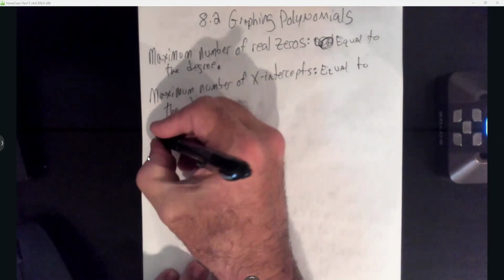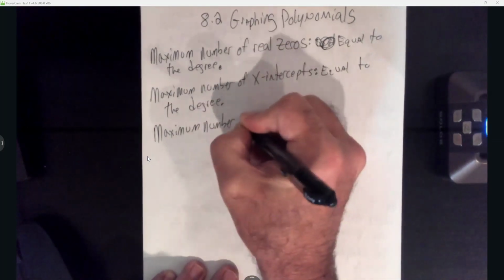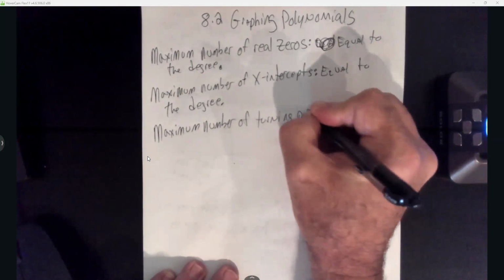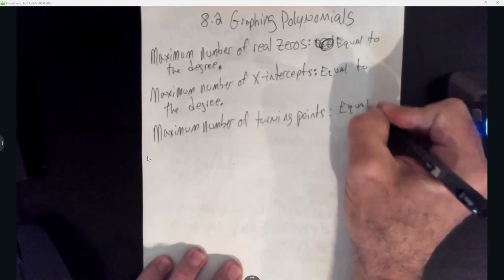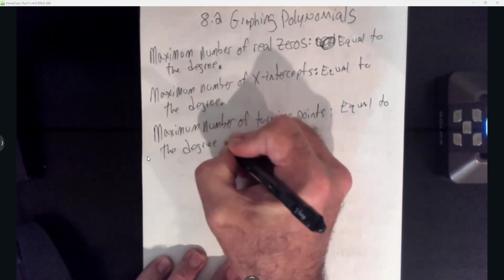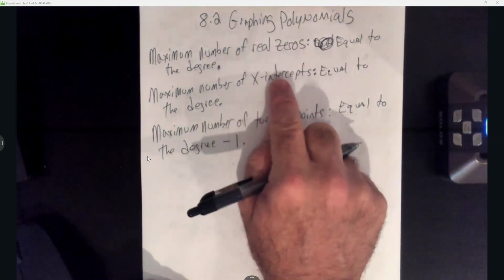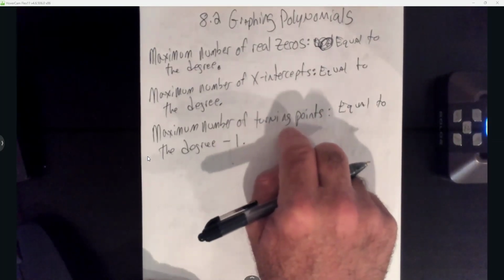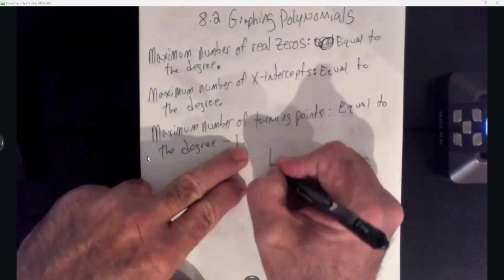And then the third one was the maximum number of turning points. Well, this one's different. This one is equal to the degree minus 1. So if this had a degree 5, this one would be 5 minus 1 for the turning points. Okay?